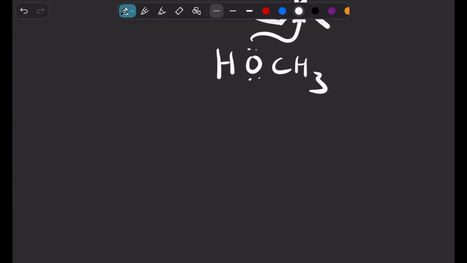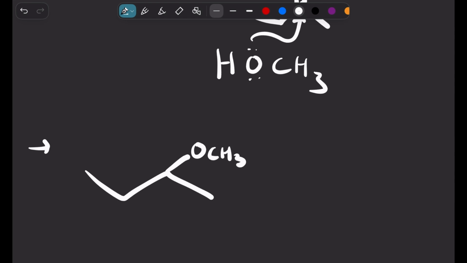So what I mean by that is once we attack it, we're going to have our same parent chain, but then our new group, which is the methanol, is going to be attached to the right side. So it's going to be right here. And then from here, we're going to have our OH right there as well. And then our OH is going to have no formal charge, and then our methoxide, or our methanol attached, is going to have a positive formal charge.